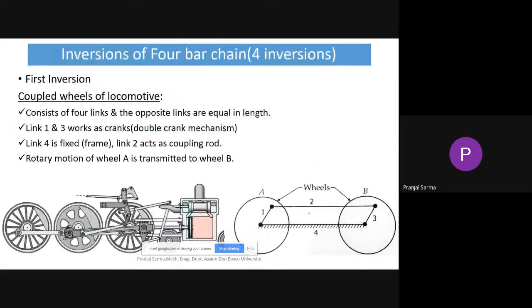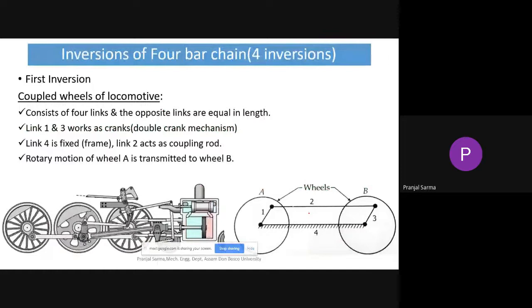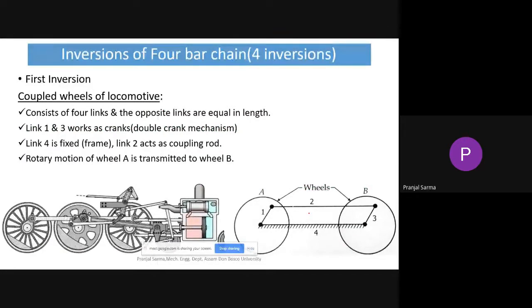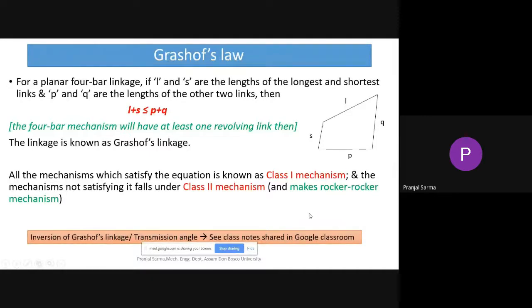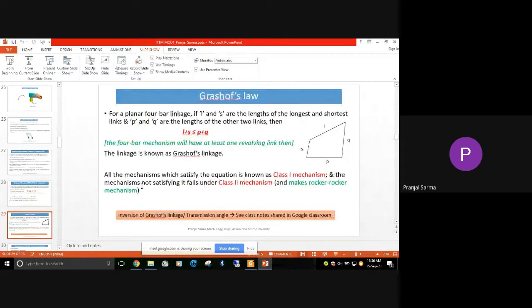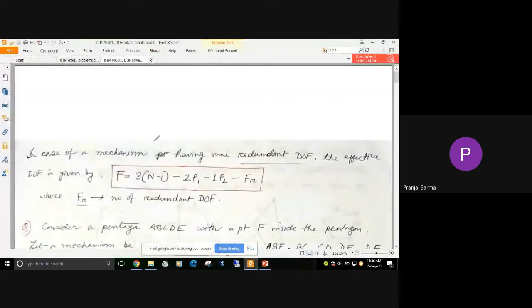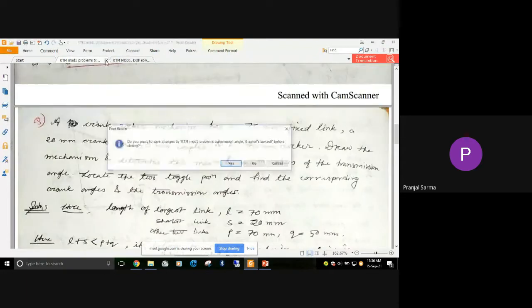Today we are going to solve some initial problems, and after that we'll be discussing different inversions of the kinematic chain, like the four-bar mechanism. Then we'll be discussing the inversion of the slider crank mechanism, etc. But prior to that, we'll see how to find out the degree of freedom.